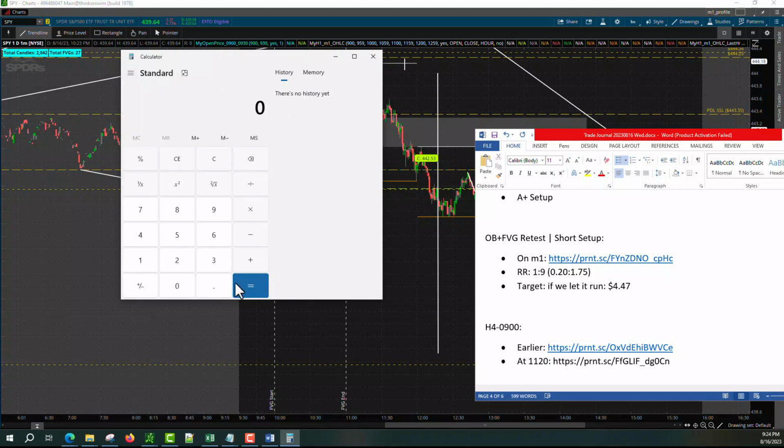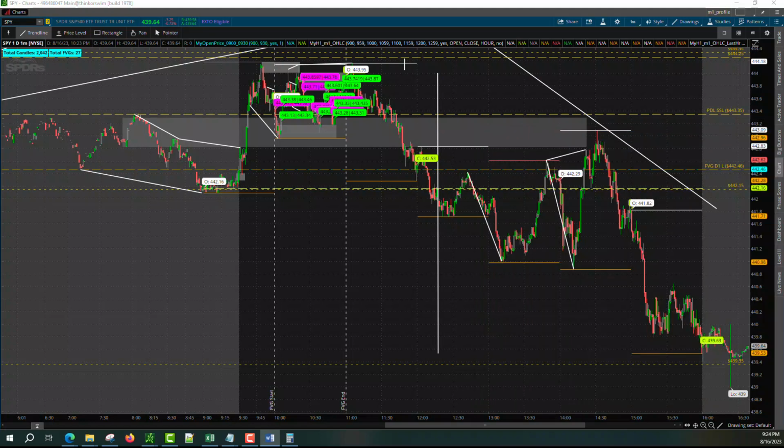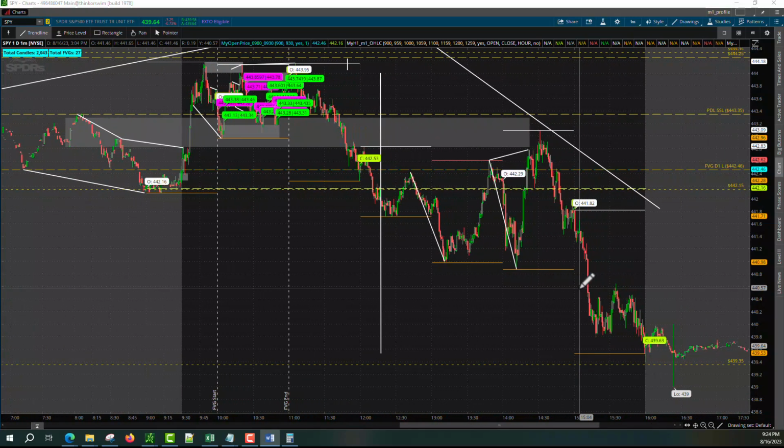Wait a minute, calculation right here. So basically you have $4.45 divided by 20 cents. Yeah, 1 to 20, 22. Wow. So the risk to reward is going to be 1 to 20. Oh man. Beautiful. Who would have thought of that? Yep.